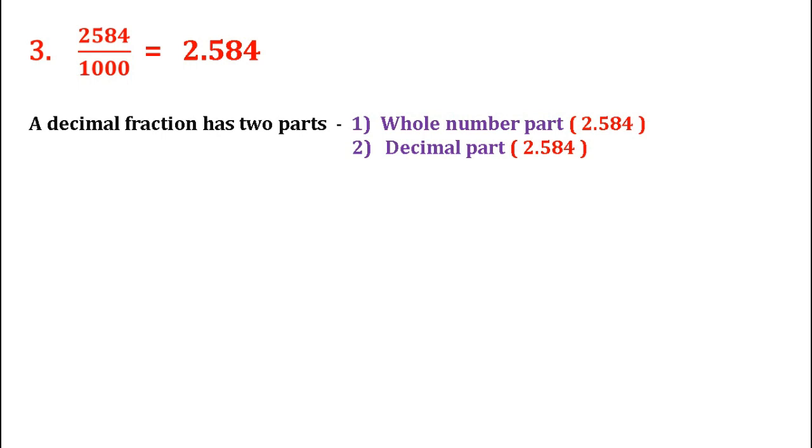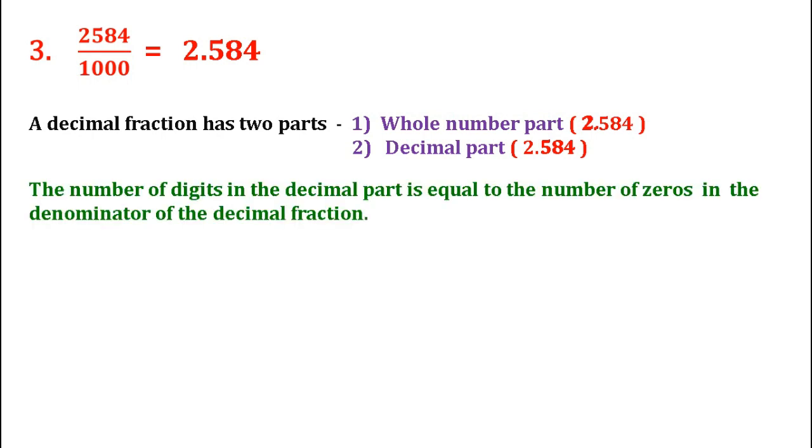Such decimal numbers are divided into 2 parts. The first part, which is a whole number part, that is 2, and the second part, that is a decimal part, which is to the right of the decimal point, that is 584. As we can clearly see here that the number of digits in the decimal part, that is 584, is equal to the number of zeros given in the denominator of that decimal fraction, which is 1000. Let us now understand another interesting term of decimals, which is decimal place.